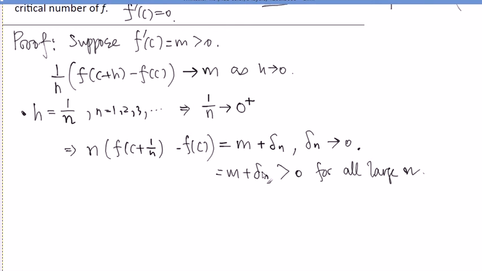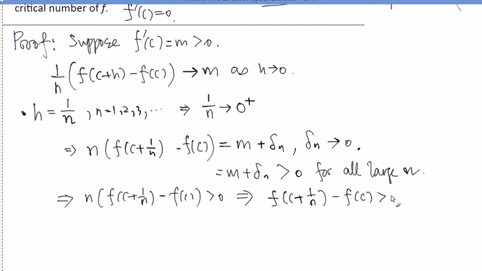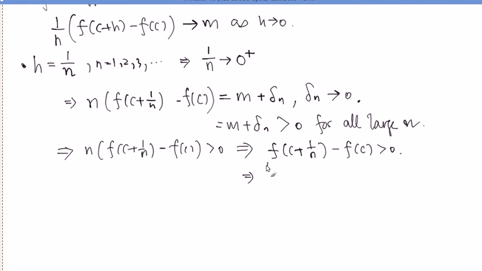Fair enough? Yeah. Then this positiveness tells us the left-hand side, n times f of c plus 1 over n minus f of c, must be positive. That's the same quantity, right? So we get rid of n by dividing both sides of the inequality by n, which is a positive number, so the inequality stays in the same direction, remember? If you're dividing both sides by a negative number, then it switches the direction. But since it's positive, we have f of c plus 1 over n minus f of c being positive. Correct? And if you rewrite it, f of c plus 1 over n is greater than f of c by adding f of c to both sides.